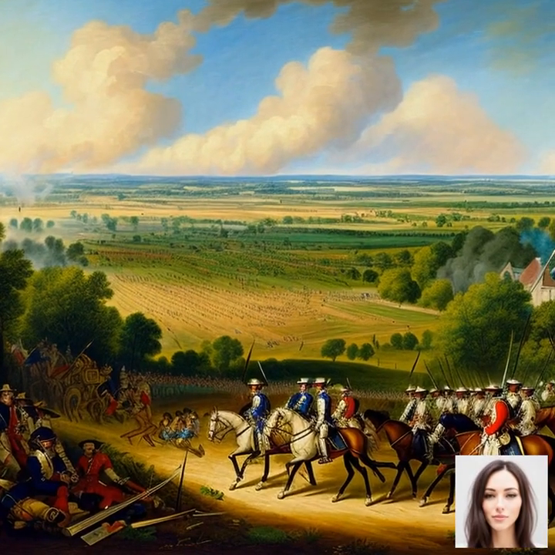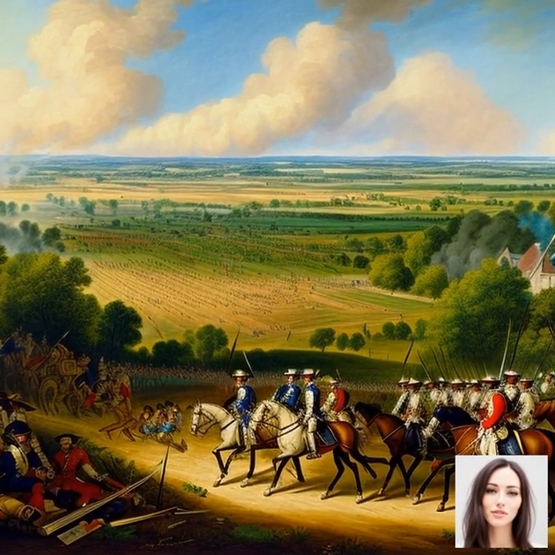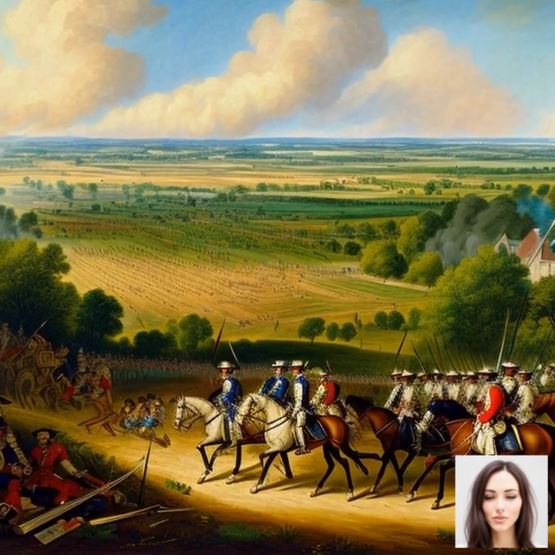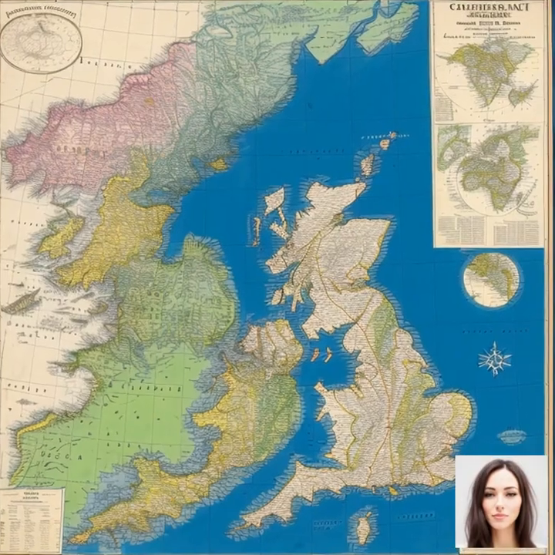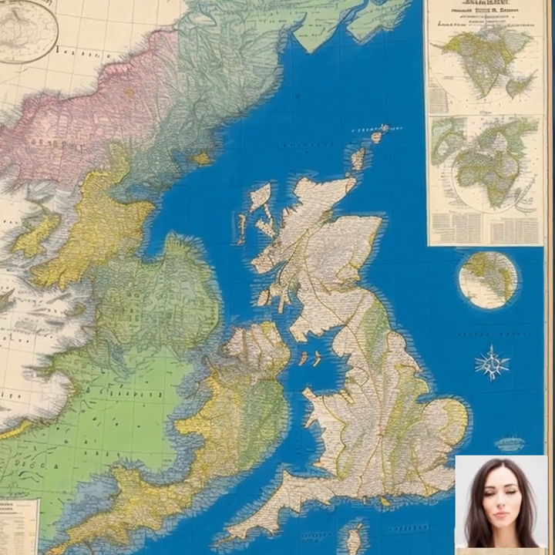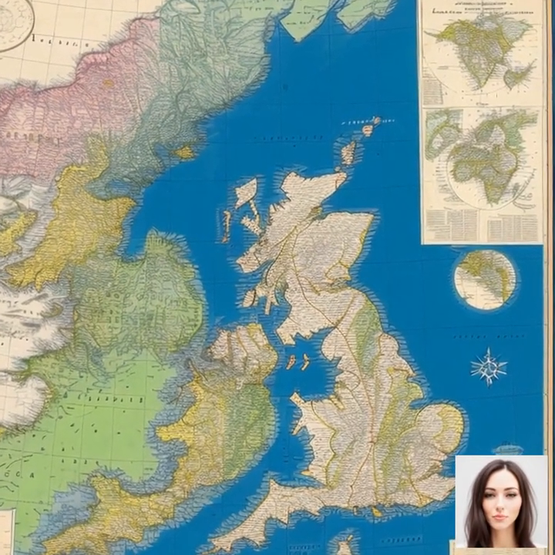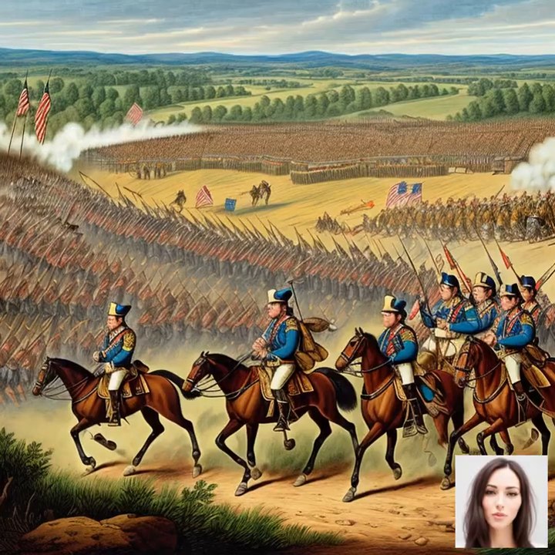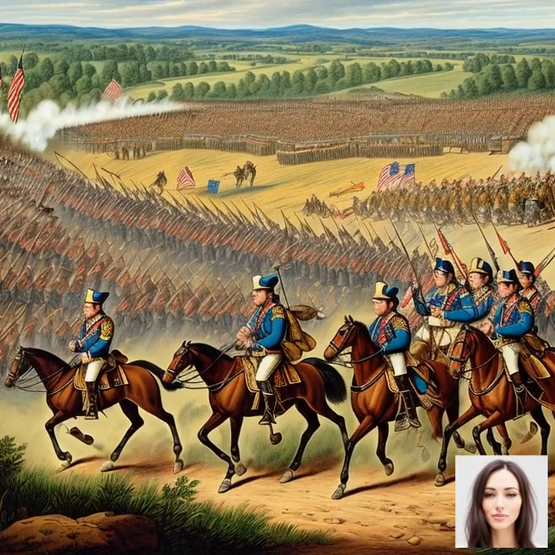Moving on, let's examine the major battles and turning points of the American Revolution and how they shaped the outcome of the war. These decisive moments were critical in determining the fate of the struggle for independence and ultimately led to the birth of the United States.